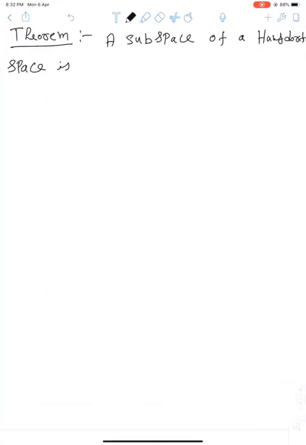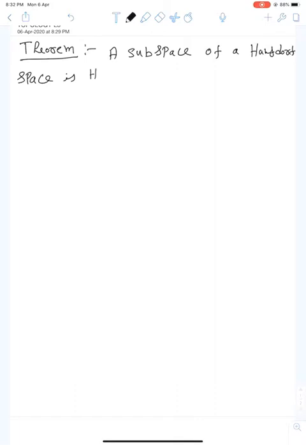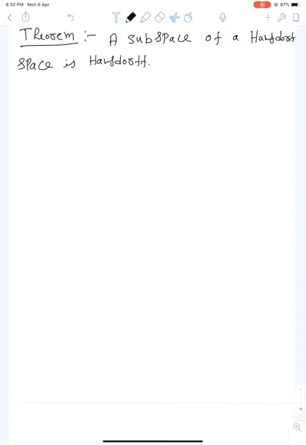A subspace of a Hausdorff space is Hausdorff. Now the proof is simple.